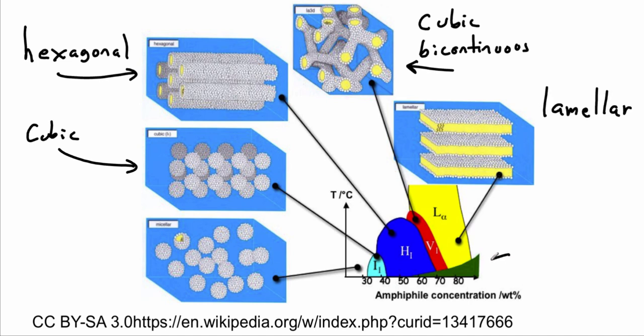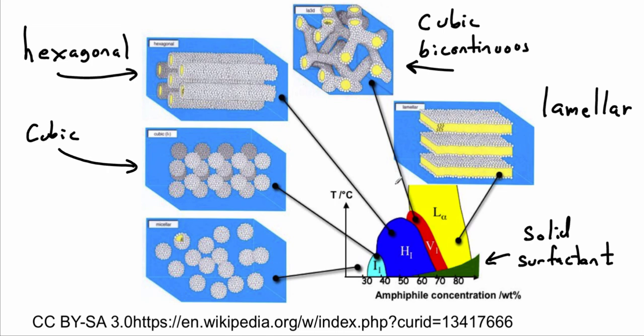This green region over here is where we go to really high concentration and exceed the solubility of the surfactant. Here we've gone to such a high concentration of surfactant that it falls out of solution. So this is just solid surfactant. Two things we should say about this diagram. First, not every surfactant will have all of these phases. And second, these do not exhaust the possibilities for lyotropic liquid crystals.